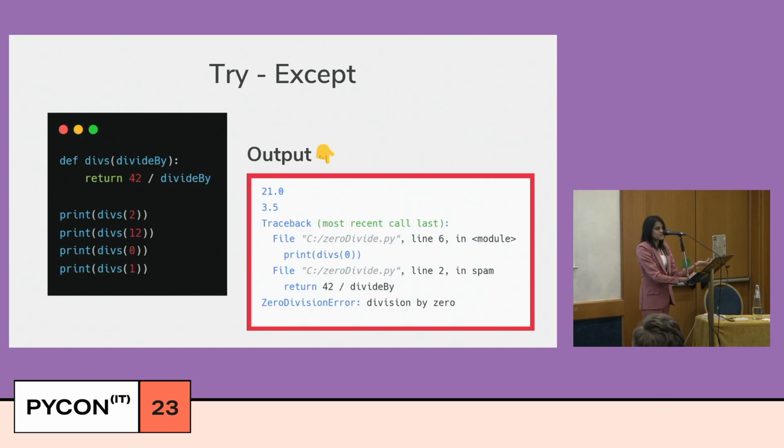To give you a very simple example again, here is a very basic function in which we have provided a parameter, divide by. This function does nothing else but divide the number 42 by the number that we have passed into it and return that value. And here you can see we have used this function 4 times, and you can see this whole traceback error which you get.